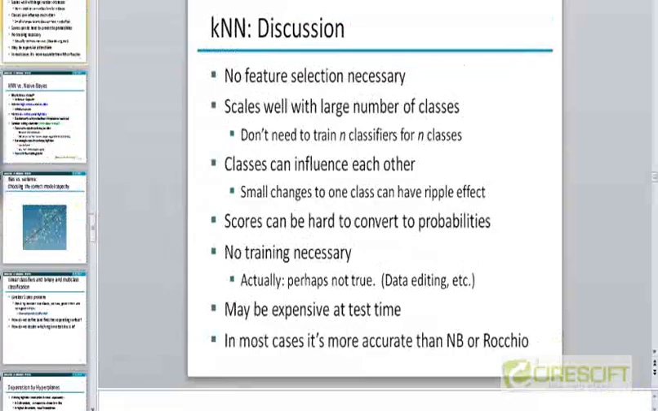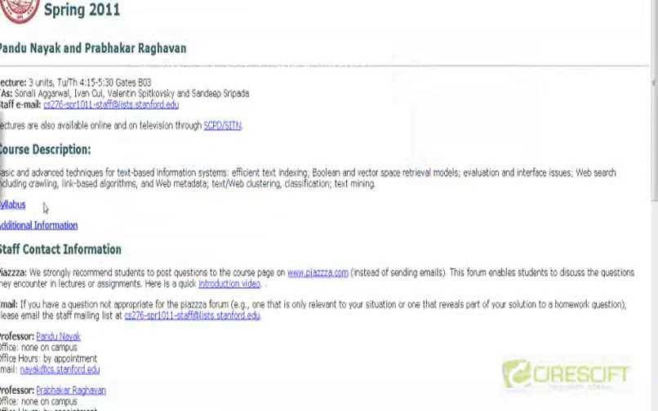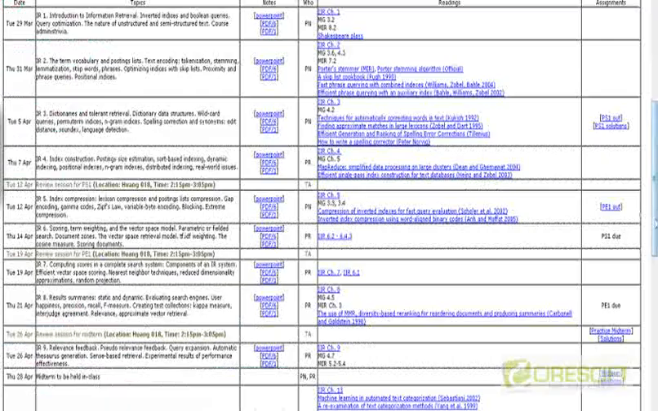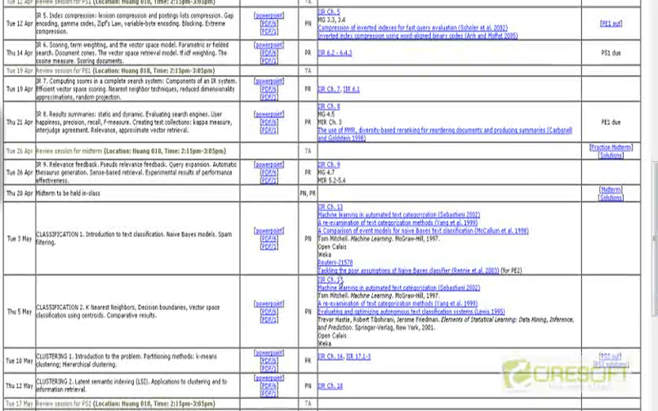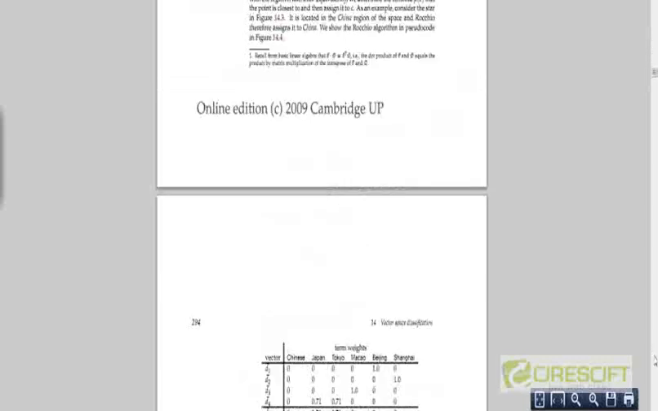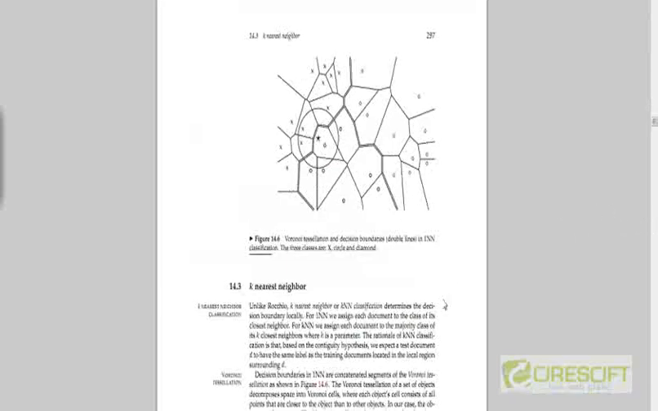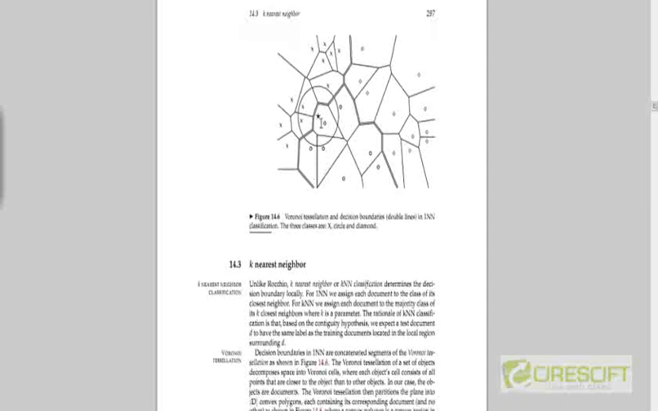Actually, this particular diagram is not in the slides, so I just want to show it to you directly in the chapter. So imagine a k nearest neighbor algorithm where k is equal to 1. That means you're going to look at the immediate nearest neighbor and classify the test document into that.